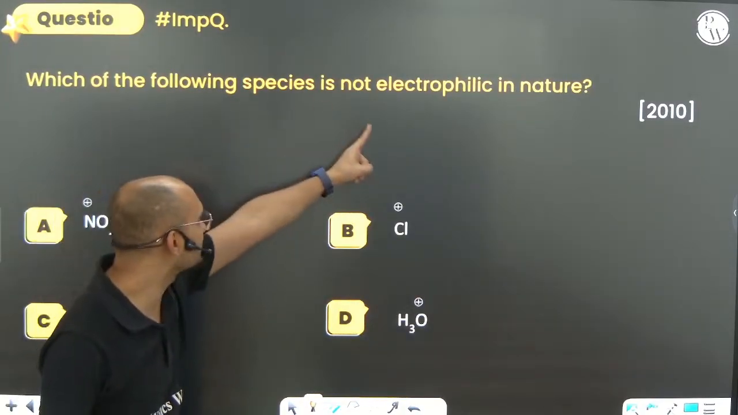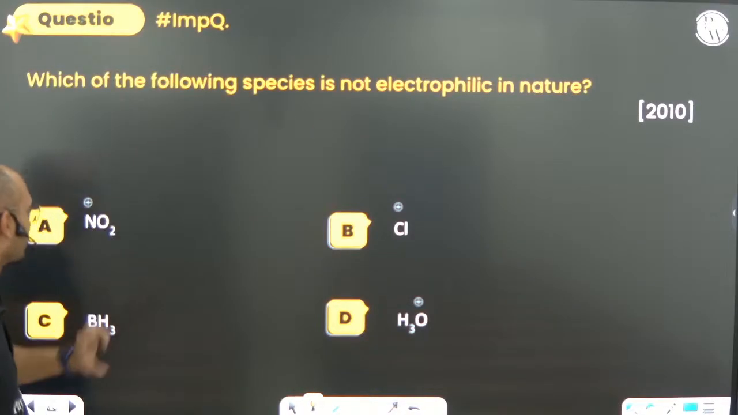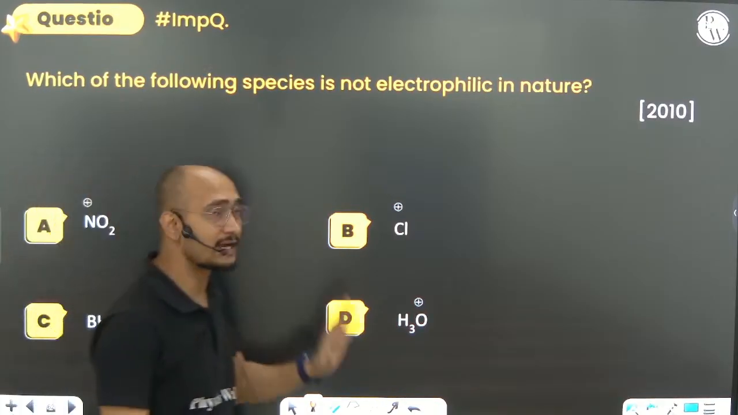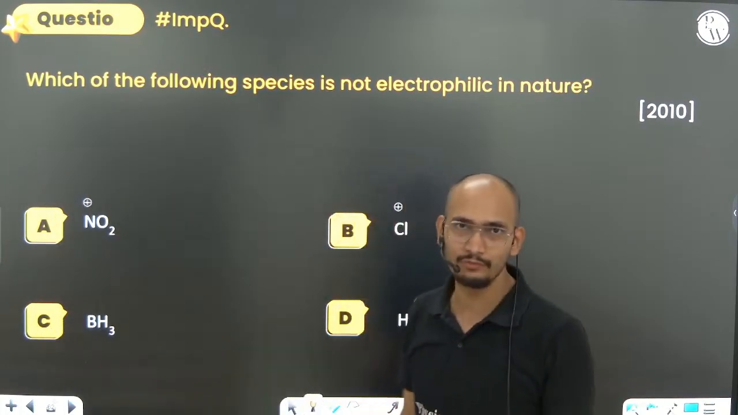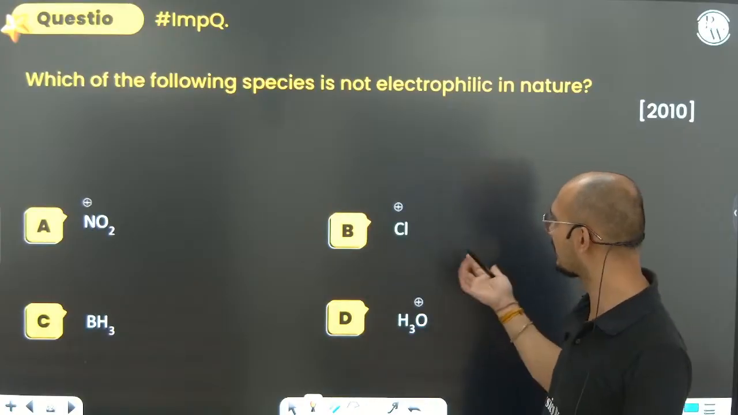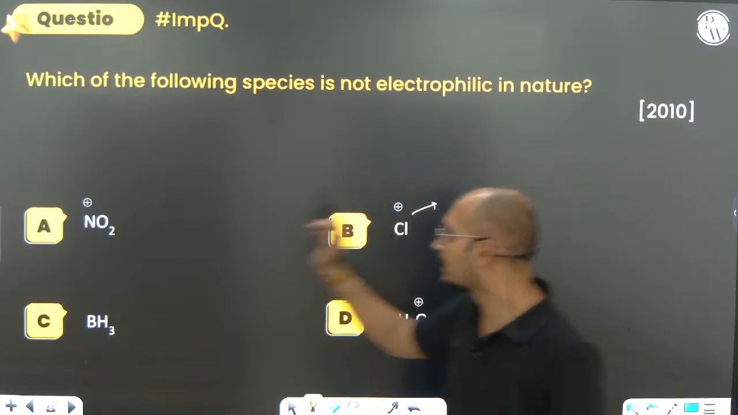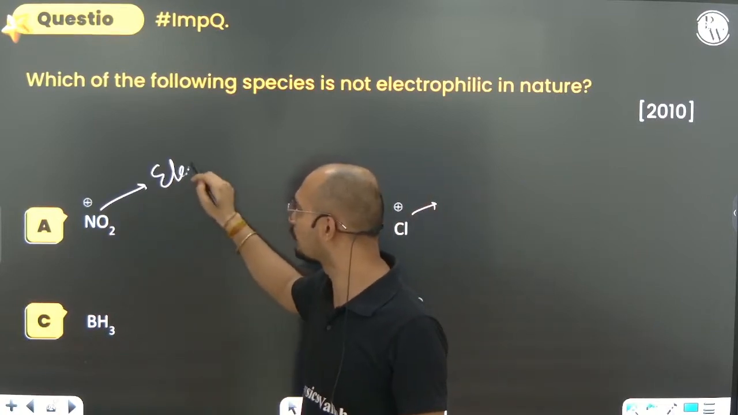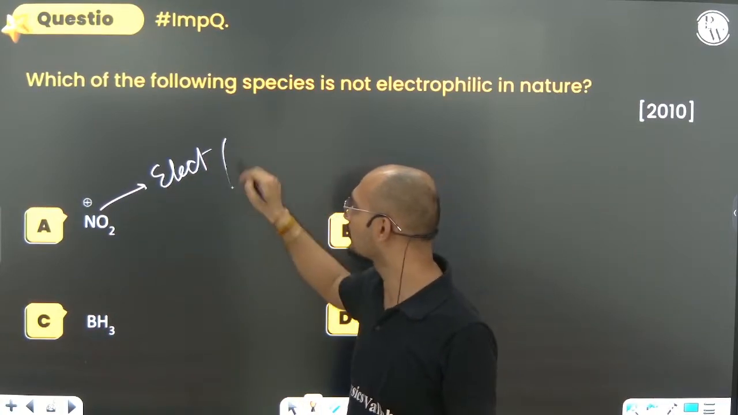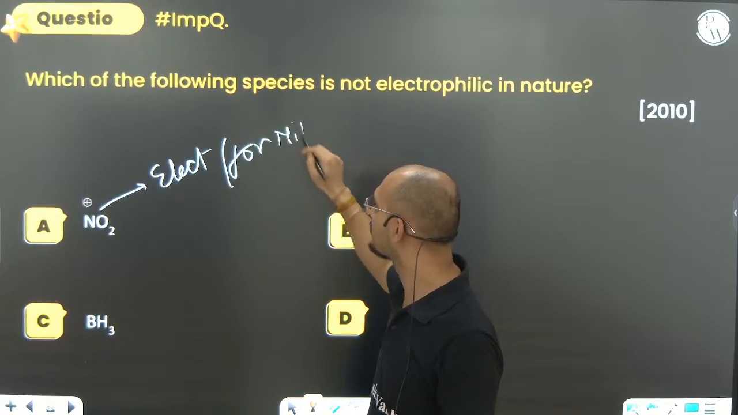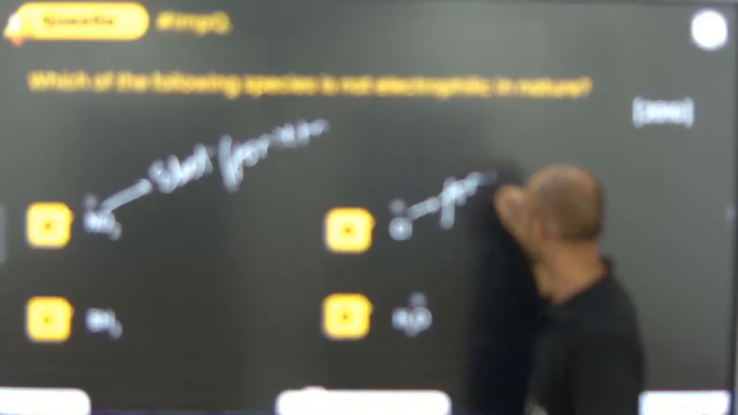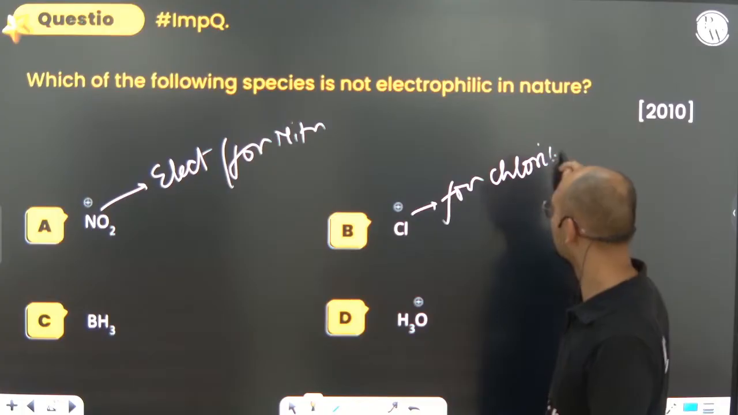Which of the following species is not electrophilic in nature? Not electrophilic in nature means something that is not going to go for electro, where it can take electron. It has the vacant d orbital. Of course it will go. Here NO2 plus, of course it is electrophile. Electrophile for nitration. Is it for chlorination? For chlorination.